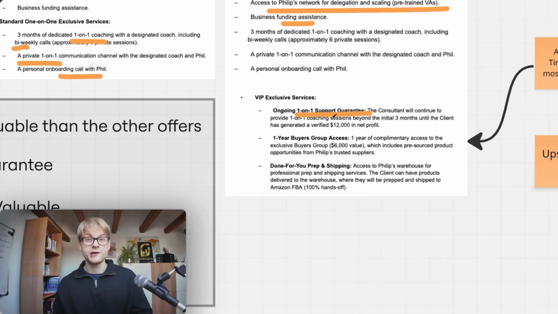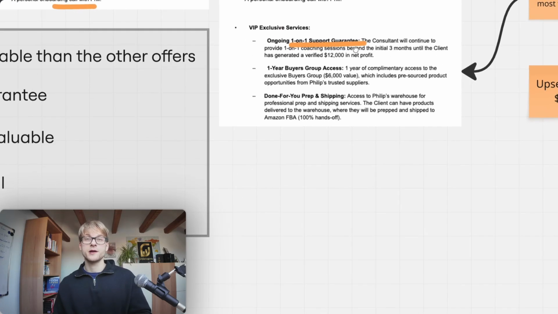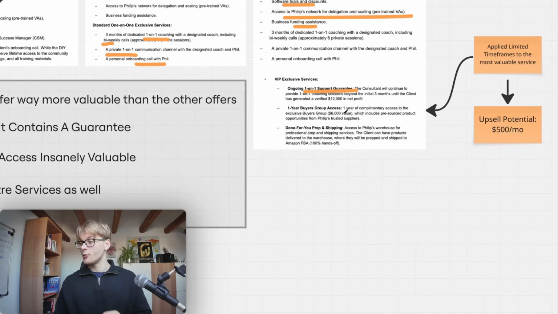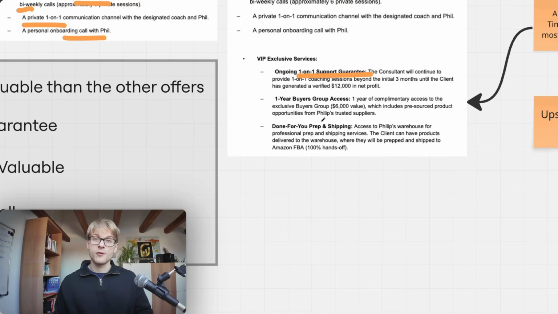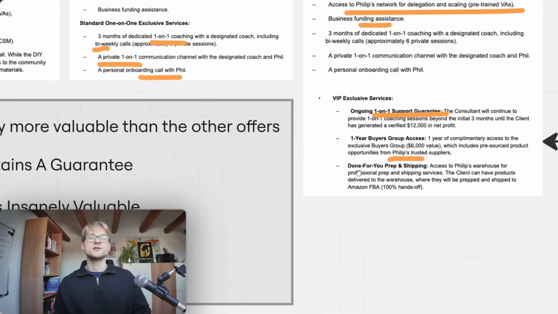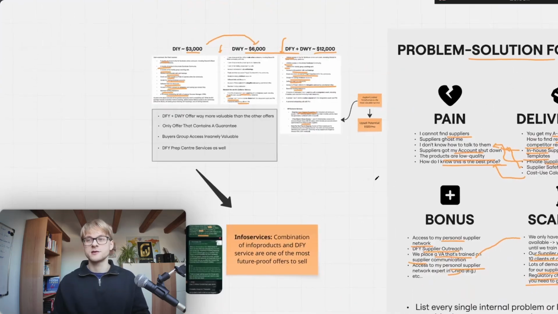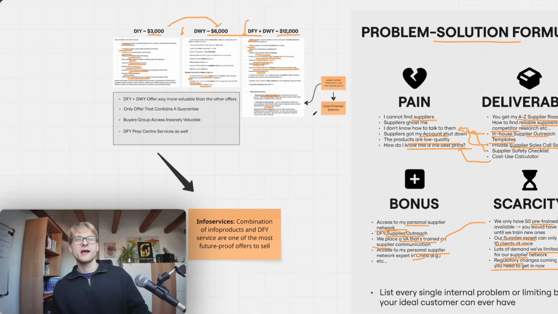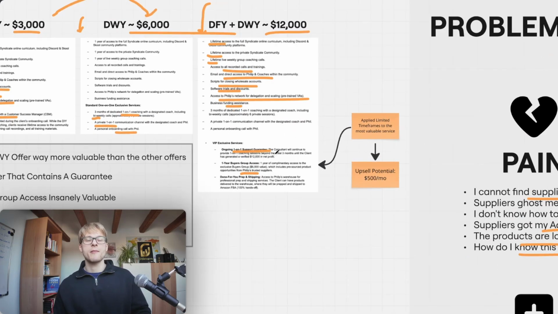So first of all, the guarantee in profit, by the way, which is even better. And then a 1 year buyers group access, which includes free sourced product from our clients' trusted suppliers. So this is a massive bonus that solves the problem of suppliers and products, one of the biggest problems in the entire Amazon niche.